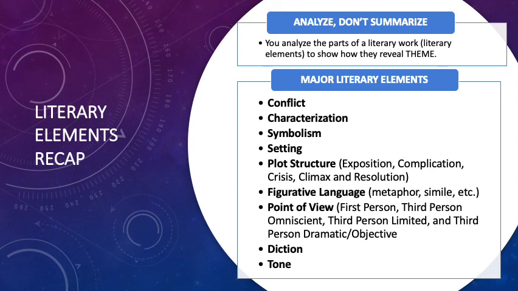So now we have the recap: analyze, don't summarize. Look at the literary elements to find out how they reveal the theme. Our major literary elements, of course, are conflict, characterization, symbolism, setting, plot structure, figurative language, and point of view. All of these help us to understand the story and know what's going on.